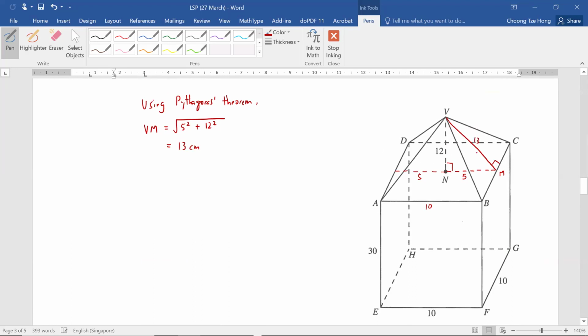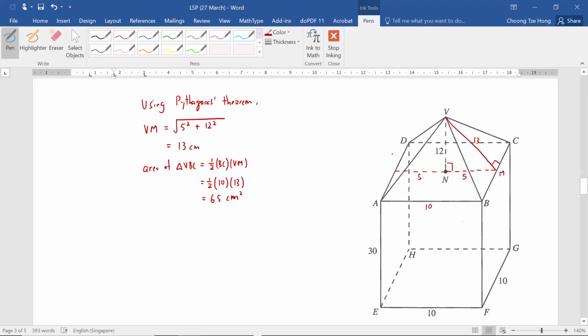Once we know VM, we are able to find the area of one triangle already. So let's do that. Area of triangle VBC is going to be half times the base, so the base will be BC, times VM. So it's going to be half times 10 times 13, which gives us 65 cm squared. That's the area of one triangle. Now we just need to multiply by 4.